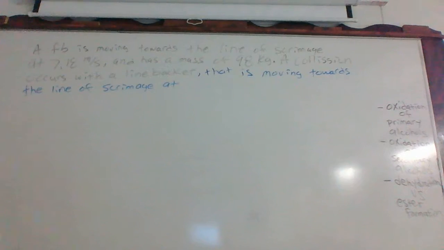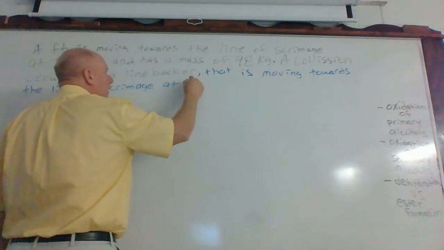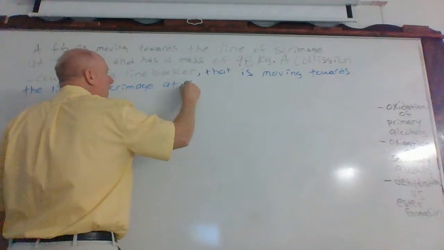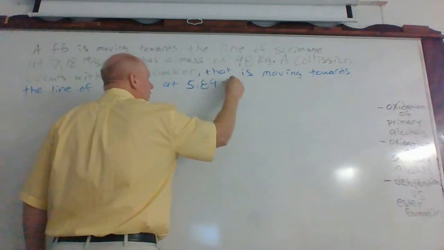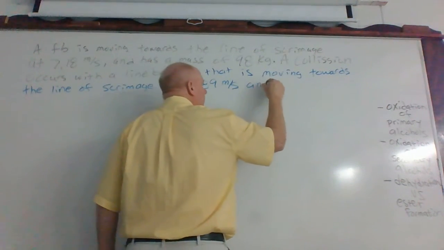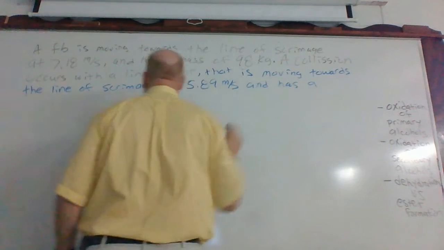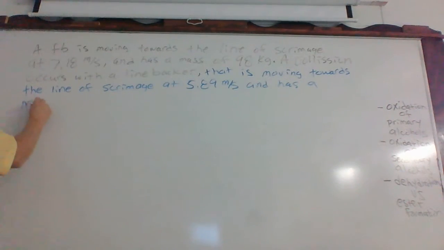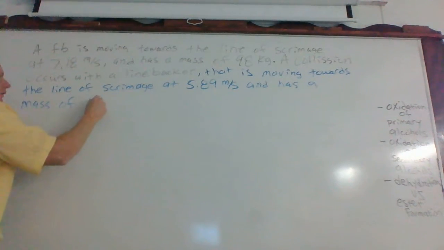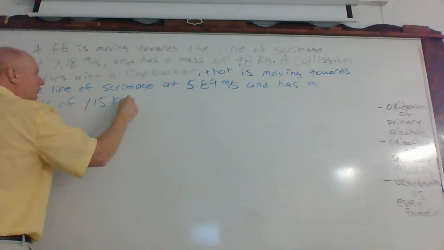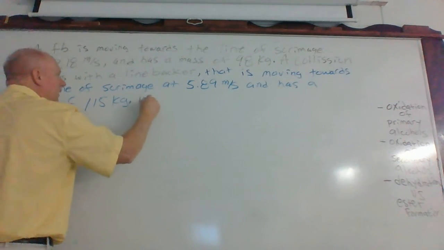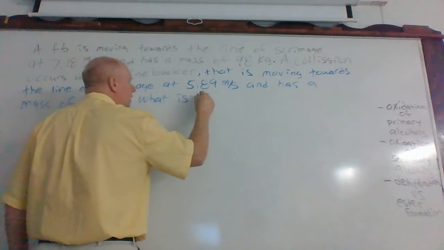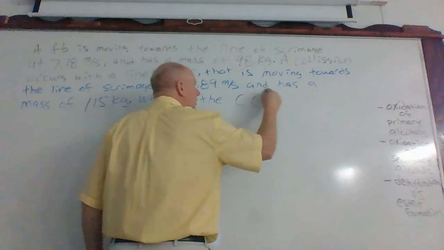Well, he's a linebacker, so he's probably not moving quite as fast because he got a slower start. So we'll just say 5.89 meters per second, and has a mass of, say, 115 kilograms. What is the conservation of momentum?